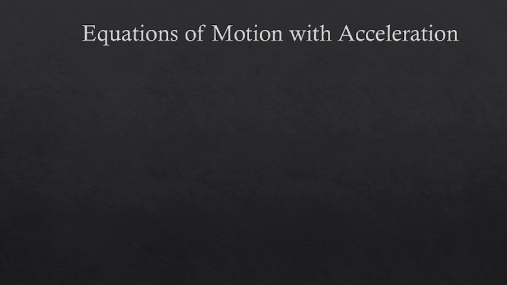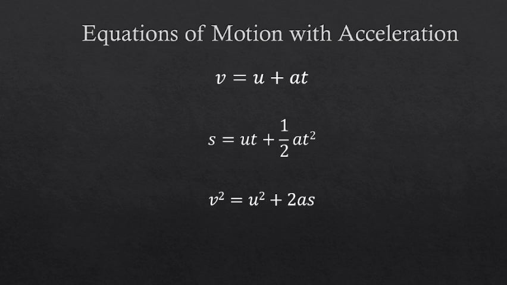Let's look at the equations of motion with acceleration. In case of uniform acceleration, we use the first one, v = u + at, the next one, s = ut + half at squared, and v squared = u squared + 2as. In all these equations, small u represents the initial velocity, small v is the final velocity, a is acceleration, s is displacement, and t is time.